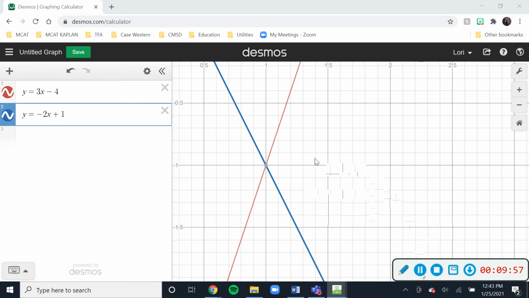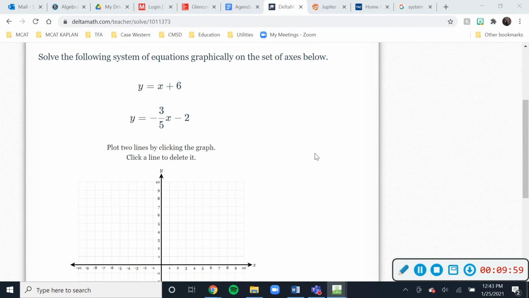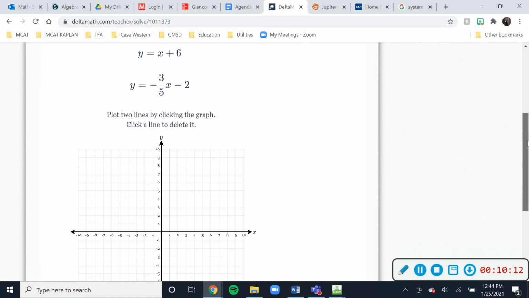Let's say we get a different type of problem, like this one on Delta Math. It wants us to solve this system of equations, and they give us the equations like this, but we have to plot it ourselves now. So doing this, we want to go back and review, remember how we plot linear equations. But as a quick review, let's plot the first one, y equals x plus 6.